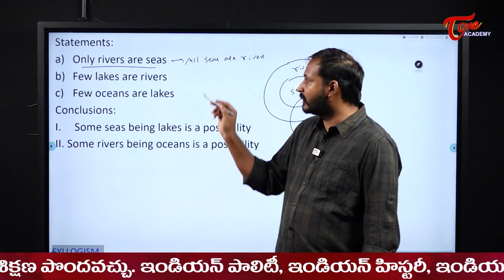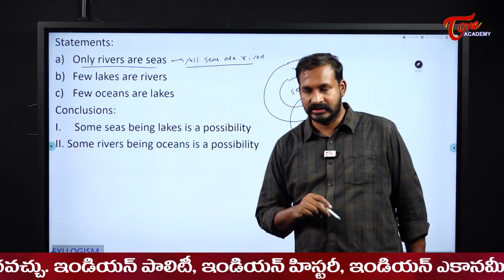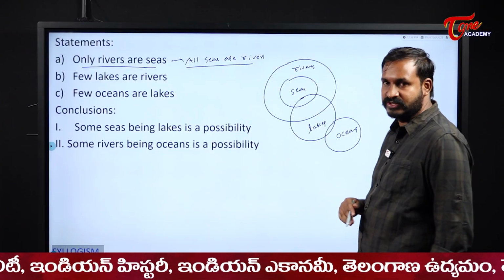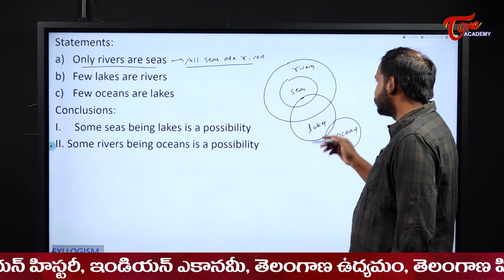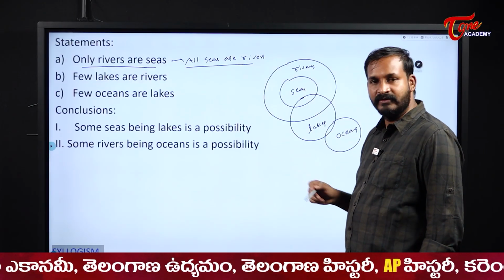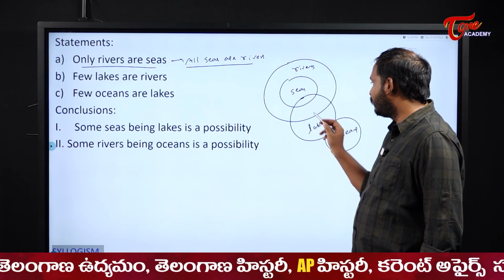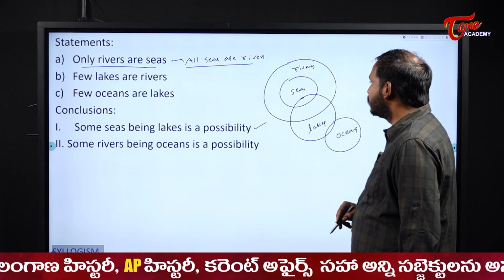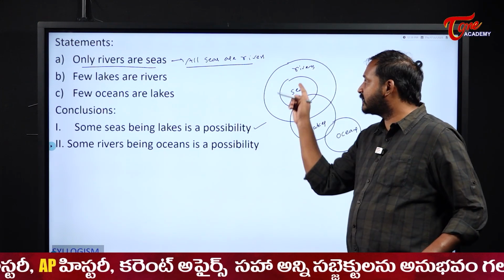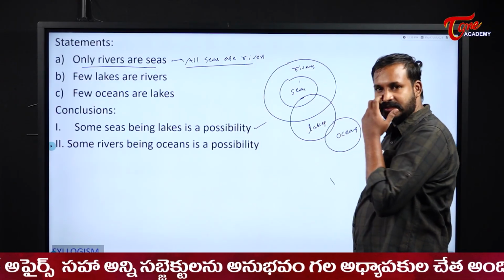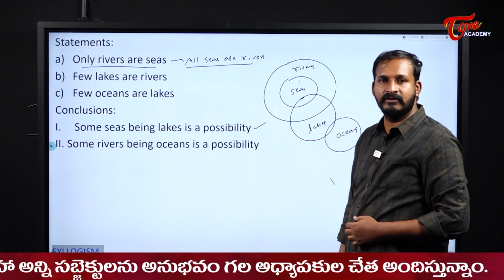This is very, very important. All seas are rivers. Now come to the conclusion. Some seas being lakes is a possibility. Some seas obviously are becoming lakes. Yes, it is a possibility. Some rivers being oceans is a possibility. In the basic diagram that is false, right? There is no relation between rivers and oceans. But this is a possibility conclusion, right?